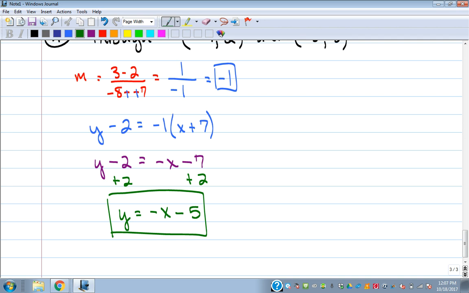Always reduce that fraction when you find your slope if it will. If it won't, leave it as the fraction. Remember, if it's negative on top and negative on bottom, it turns into what? Positive. Make sure you do that, and you're going to be fine. So very straightforward stuff. We're going from point slope form into slope intercept form today.